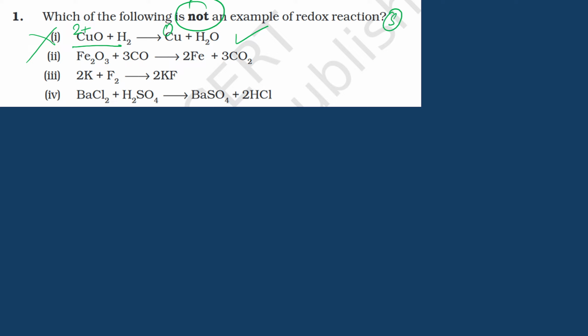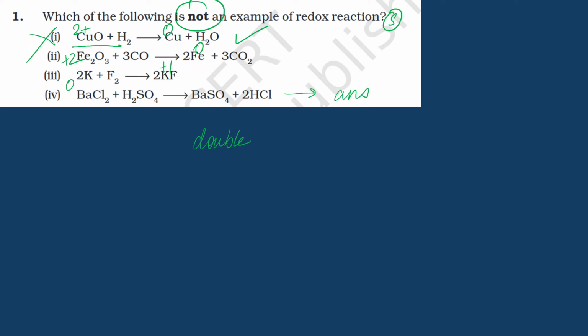बहुत simple the question है. This one again is going from what? Plus 2 to 0. यहाँ पे 2K. Oh yeah, 2K, not the resolution. It's plus 0 to 1. So that means that this must be the answer, and it is. This is a double displacement reaction.